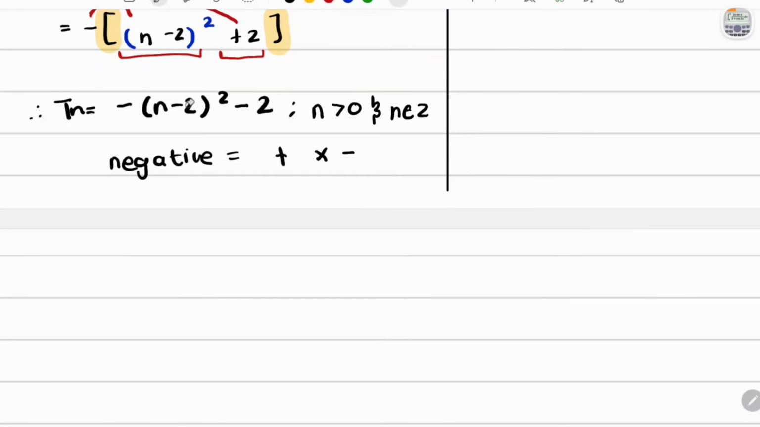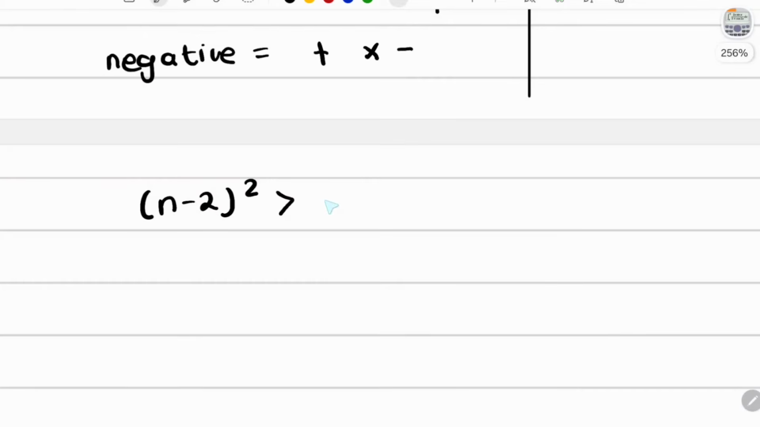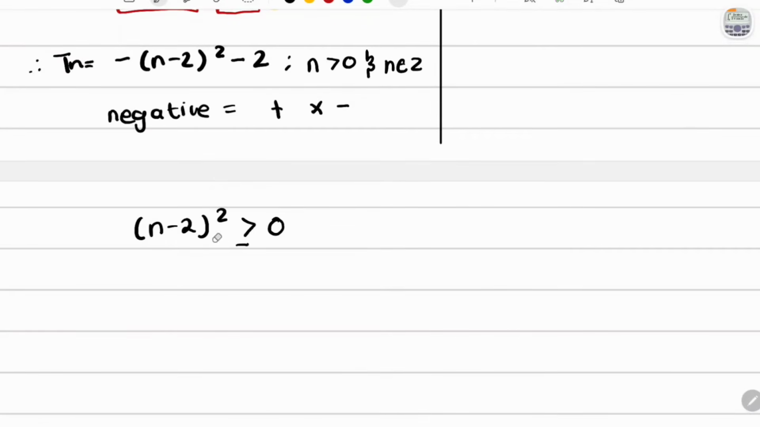Let's start with the part that is squared. You see, (n minus 2) squared will always be greater than 0, or it could also be equal to 0. That's in the case where maybe n is equal to 2, right? So the 2 minus 2 would be 0, 0 squared would still be 0. So the expression will always be either greater or equal to 0, that part. But then, this is already showing that this is positive or equal to 0.